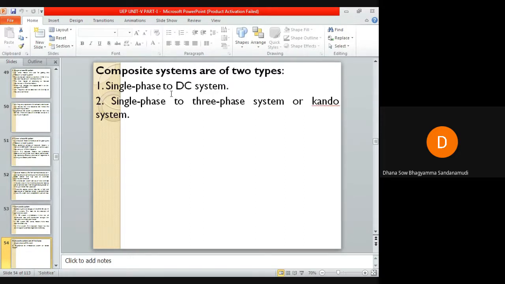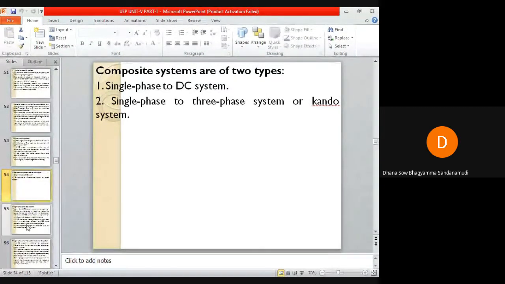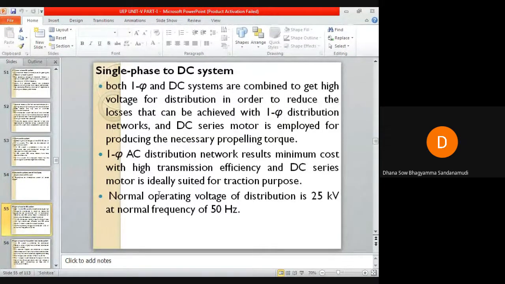So let us discuss the single phase to DC system. In this system, the advantages of both single phase and DC system are combined to get high voltage for distribution in order to reduce the losses, which can be achieved with single phase distribution network, and a DC series motor is employed for producing the necessary propelling torque. Finally, single phase AC distribution network results in minimum cost with high transmission efficiency, and the DC series motor is ideally suited for traction purpose.